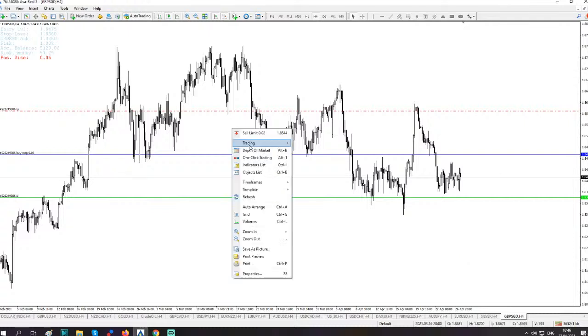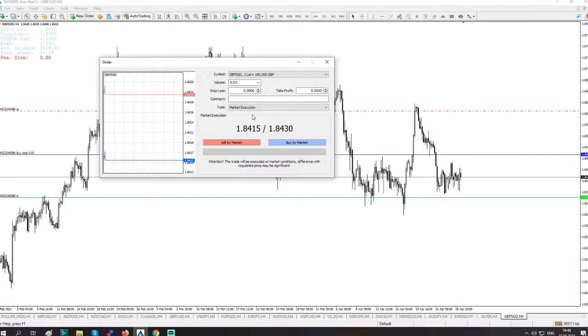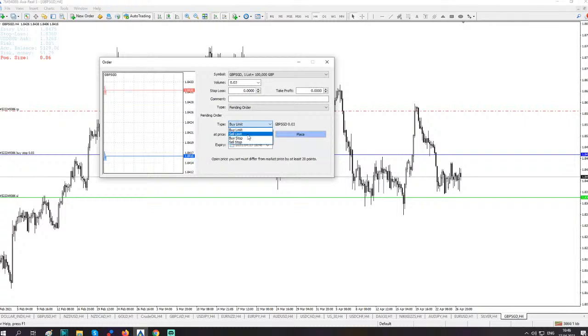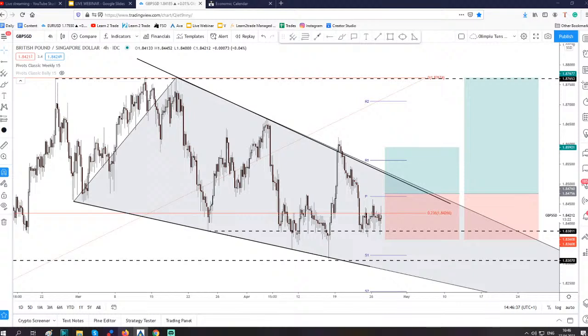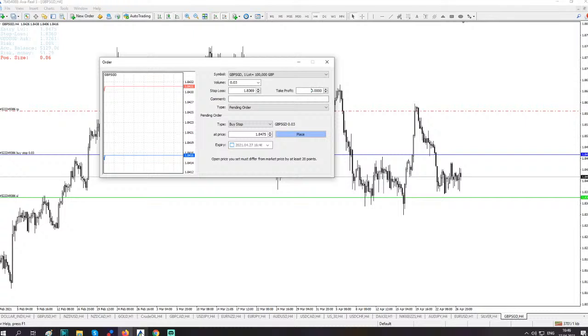Okay, and let's open the second position with a higher take profit. Buy stop again, 1.8476. Stop loss 1.8360, and our second take profit will be at 1.8767. Okay, place.